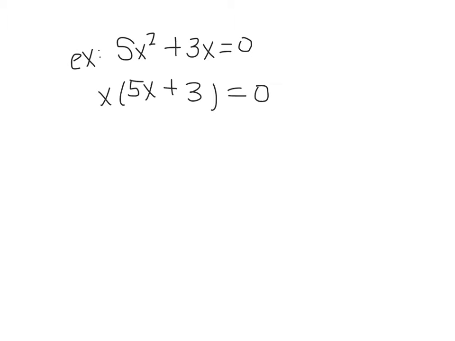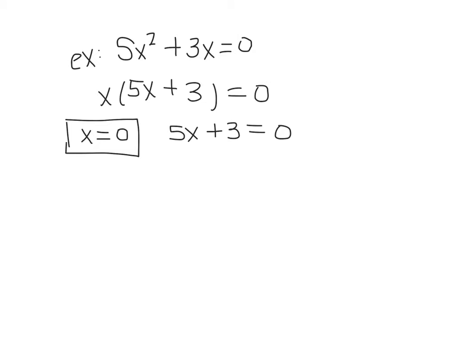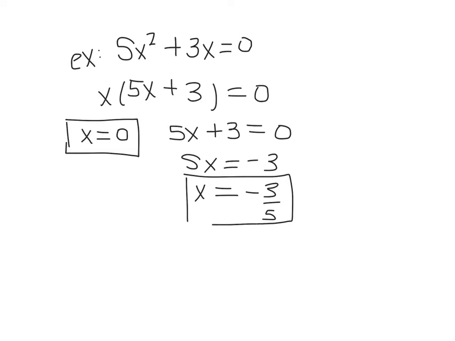So just like when we have 2 linear binomials multiplied together to equal 0, we set those factors equal to 0 and solve, we can do that here. In this case, we have a monomial that we're going to set equal to 0, and then the linear factor. Well, setting x equal to 0 gives us a solution, and solving the other linear equation gives us the other solution. So, negative 3/5 for our second solution.